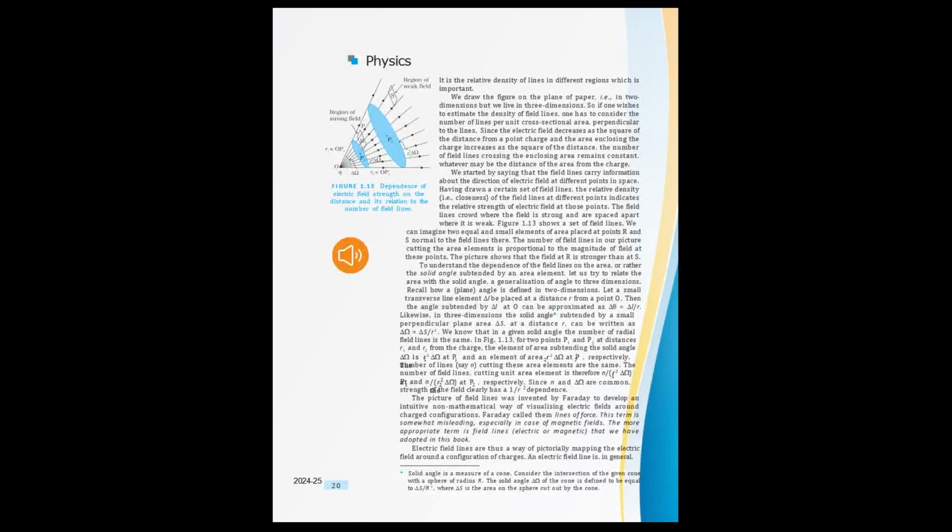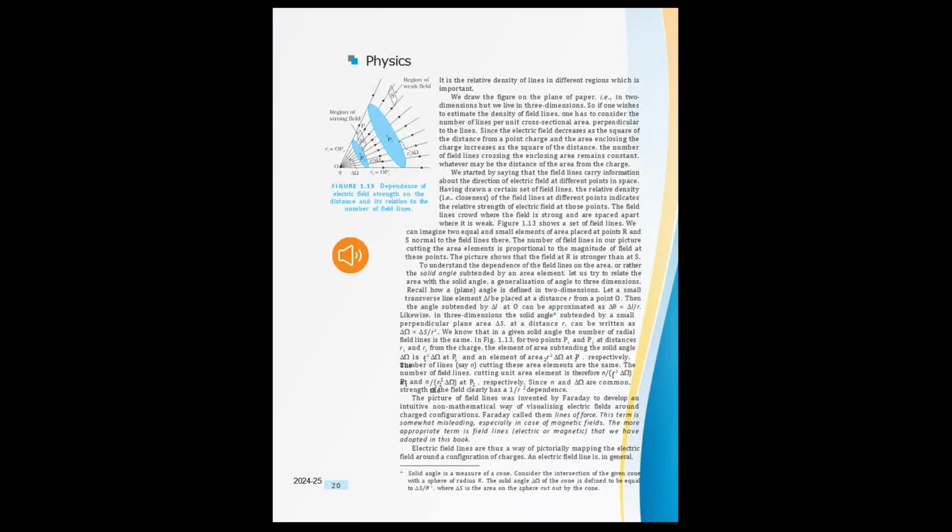In figure 1.13, for 2 points P1 and P2 at distances R1 and R2 from the charge, the element of area subtending the solid angle delta omega is R1 square delta omega at P1 and an element of area R2 square delta omega at P2 respectively. The number of lines, say n, cutting these area elements are the same. The number of field lines cutting unit area element is therefore n by R1 square delta omega at P1 and n by R2 square delta omega at P2 respectively. Since n and delta omega are common, the strength of the field clearly has a 1 by r square dependence.